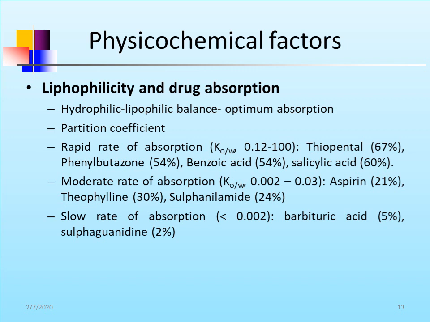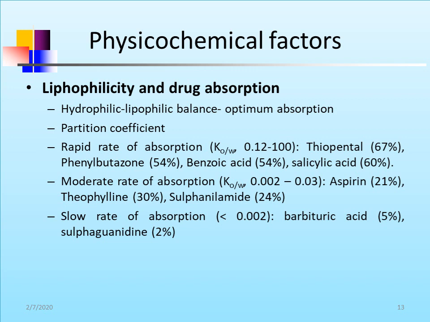The partition coefficient is the indicator for the lipophilicity of the drug. So we get a rapid rate of absorption when the partition coefficient values lie between 0.12 to 100. For example, thiopental, phenylbutazone, benzoic acid and salicylic acid. Almost they show 50 to 70% of absorption.